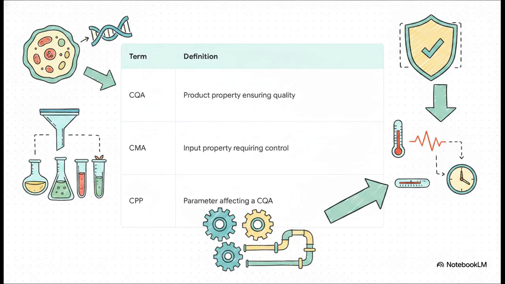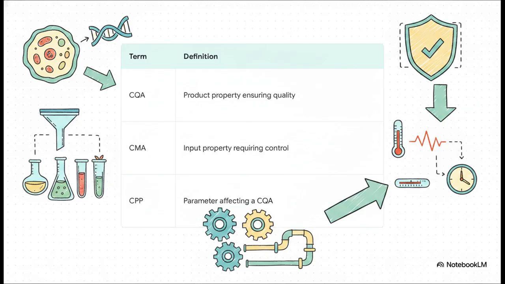First, CQA, or Critical Quality Attribute. Just think of this as the final product property that absolutely must be within a specific range for the therapy to be safe and effective. Second, CMA, Critical Material Attribute. These are the properties of your input materials that you've got to control.